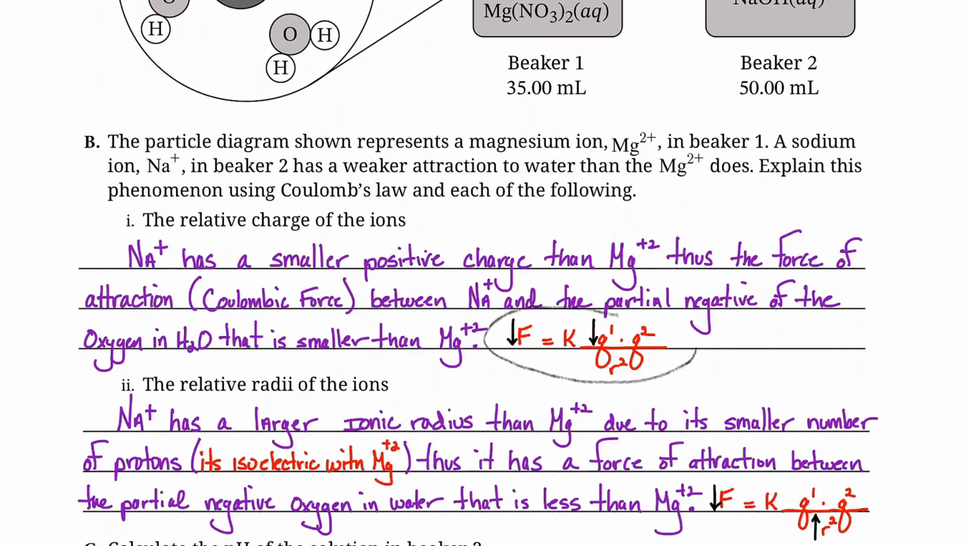the idea that we have the size of the charge, which is the Q's, and then the distance that charge has to travel to get to the other negative. Those are the two factors, and that's why they break it apart. I know some people were like, why are there two parts to it? Well, there are two parts to Coulomb's law. So, the relative charge of the ions. The reason sodium has a weaker attraction to water than magnesium is that its charge is smaller, right?